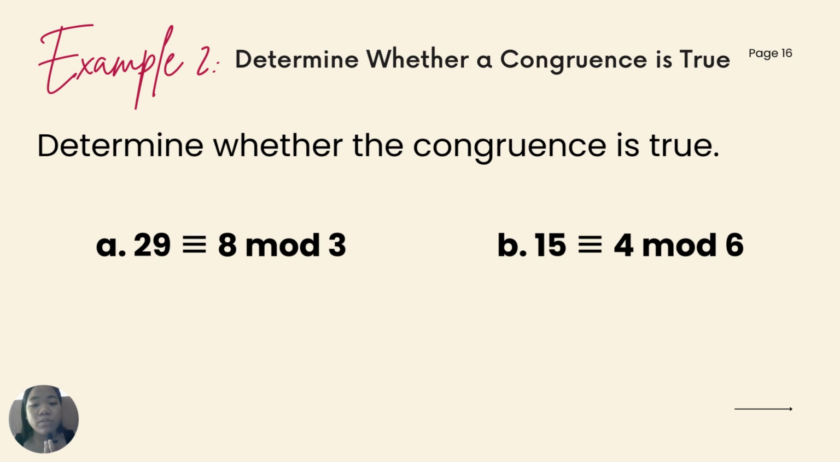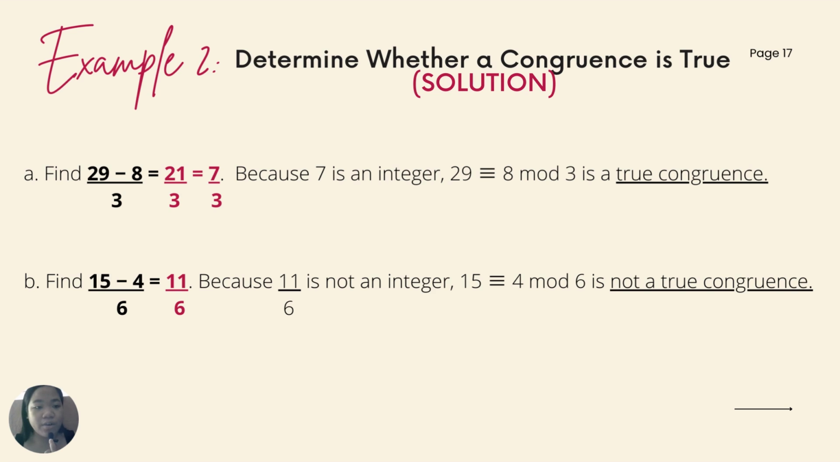15 congruent to 4 mod 6. How to answer this, class? Okay, find 15 minus 4 over 6, and then 15 minus 4, we have 11 over 6. Ang answer man diri 7 over 3. Sala na class, sala si ma'am, I'm so sorry. 7 lang na siya gali ha, 7 na siya, I'm so sorry.